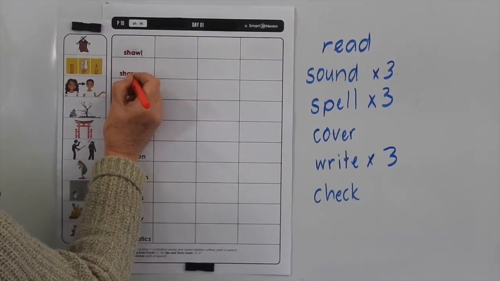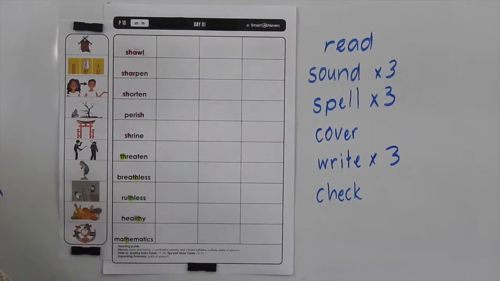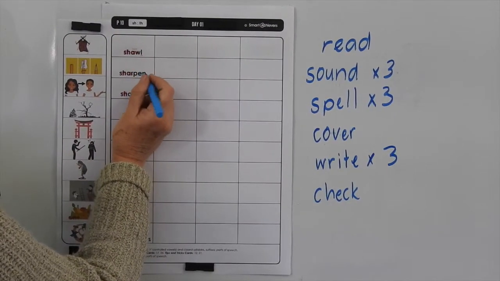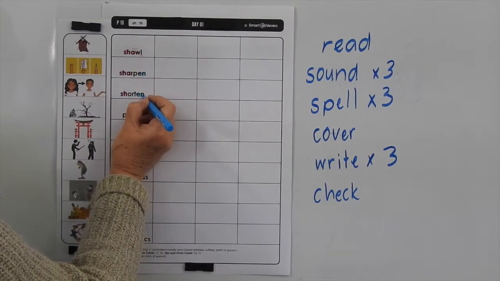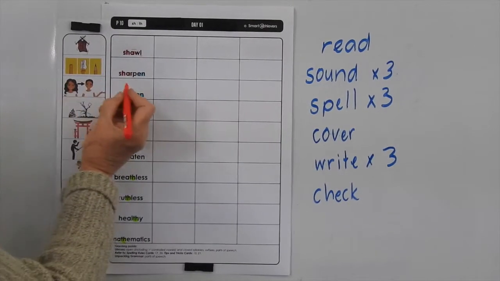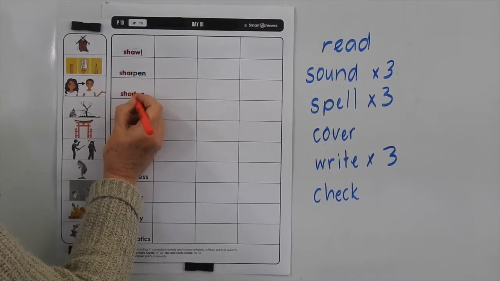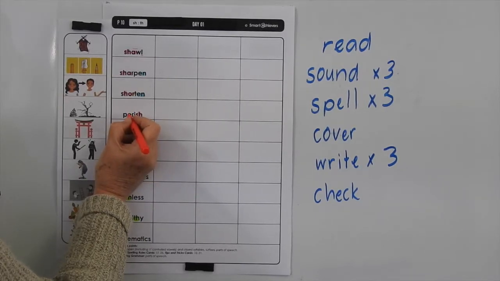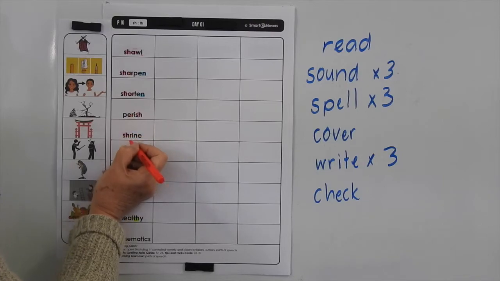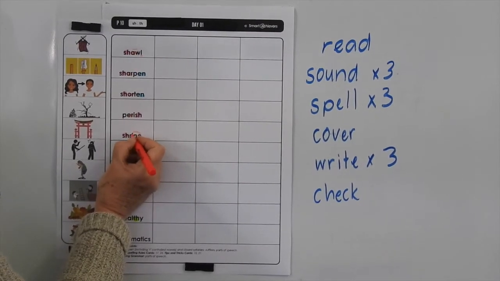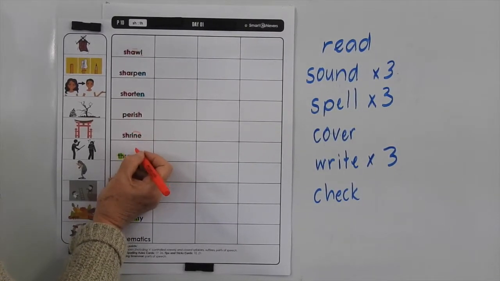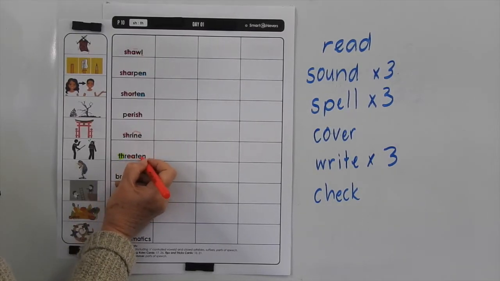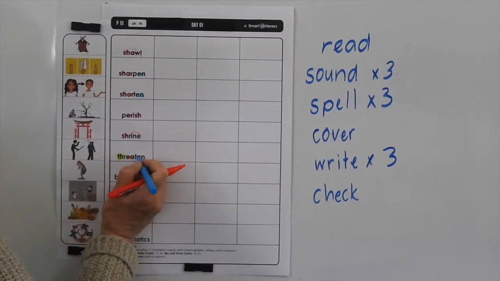In sharpen, we've got the AR making the R sound, and we've got the ending n. Sharpen, shorten, we've got it there too. So we've also got another R control vowel here with the OR making the OR sound. We've got another R control vowel here, got the ER there. Shrine, we've got the E making the previous vowel make its long sound. Threaten, we've got the EA making its short vowel sound, and we've got that N on the end again.